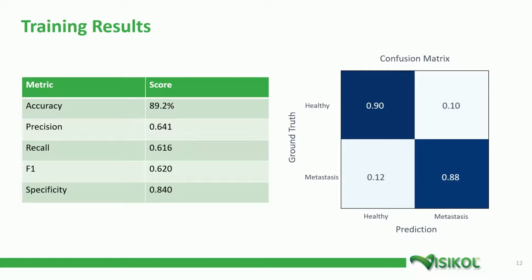On the y-axis, we have the ground truth labels, and on the x-axis, we have the prediction labels. So we can see that we have correctly classified 90% of the healthy test samples and 88% of the metastasis samples. And we wrongly predicted 10% of the healthy samples as metastasis and 12% of the metastasis samples as healthy. This means that our trained network is slightly better at classifying healthy samples with a lower number of false positives. This is reflected by our precision score, which is higher than the recall score.